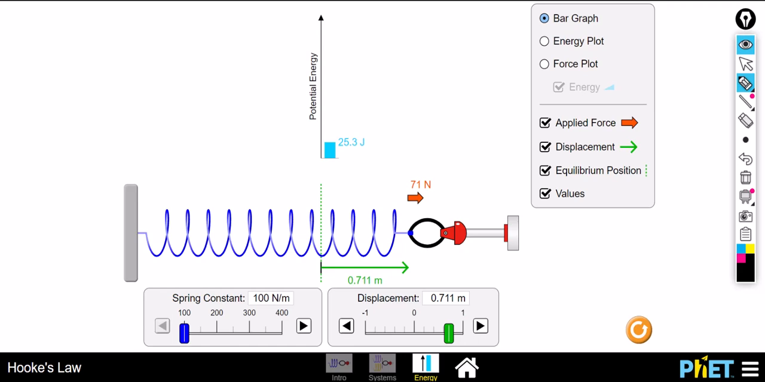Otherwise, it wouldn't really be moving, right? So right now, it's in equilibrium. The velocity is 0. If we were to go ahead and release it, then all the stored energy becomes movement. It becomes velocity. It accelerates.